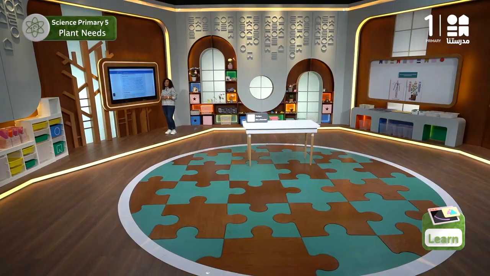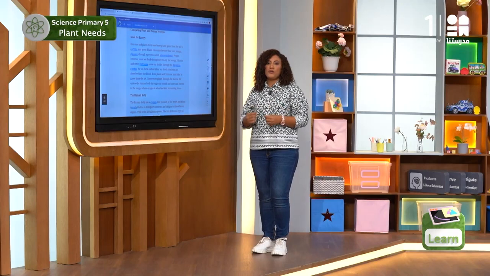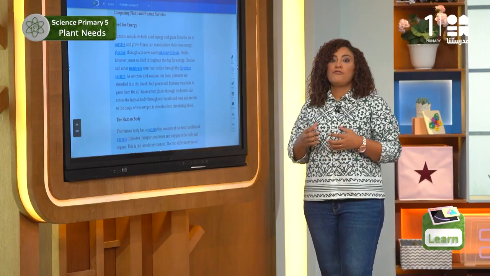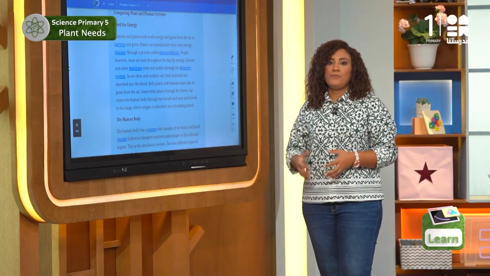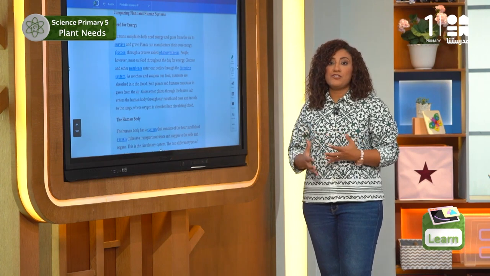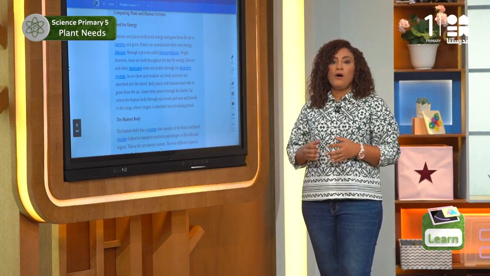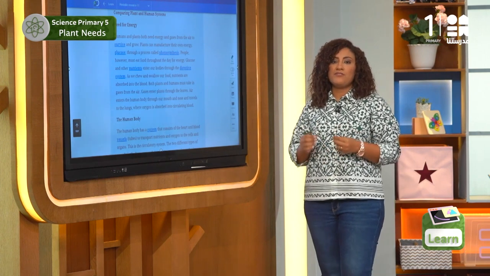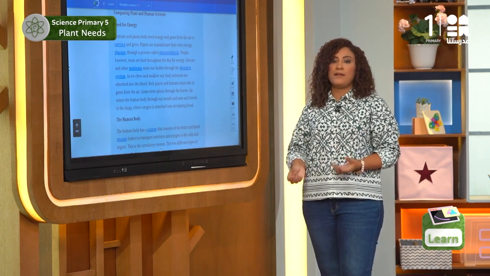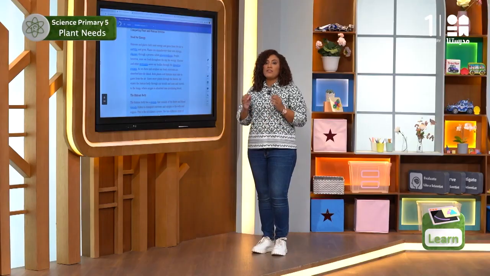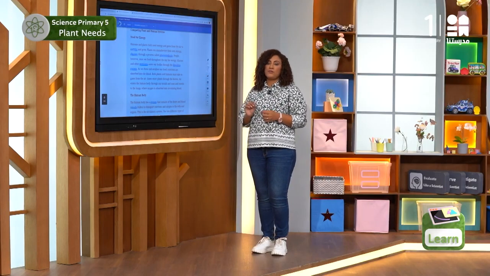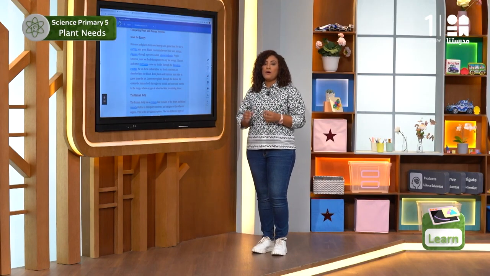We will focus on the part in your book. You can also use your science textbook. First sentence says, human and plants both need energy and gases from the air to survive and grow. Of course, this is a common trait between humans and plants. We will record this trait in the intersection between the two circles, أو الجزء الخاص بالتشابهات.